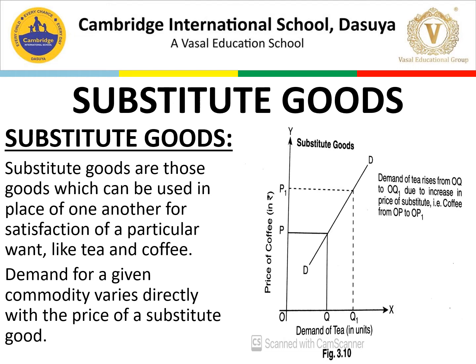Next, demand for a given commodity varies directly with the price of a substitute good. So it changes because of the change in the price of one good relative to another. You can see the price of coffee has risen and gone to P1. What happened? The demand for tea rises from OQ to OQ1. Due to the increase in price of the substitute good, that is coffee, from OP to OP1.